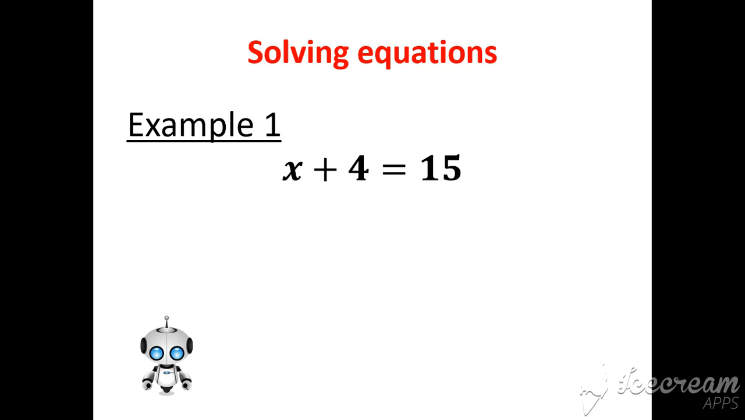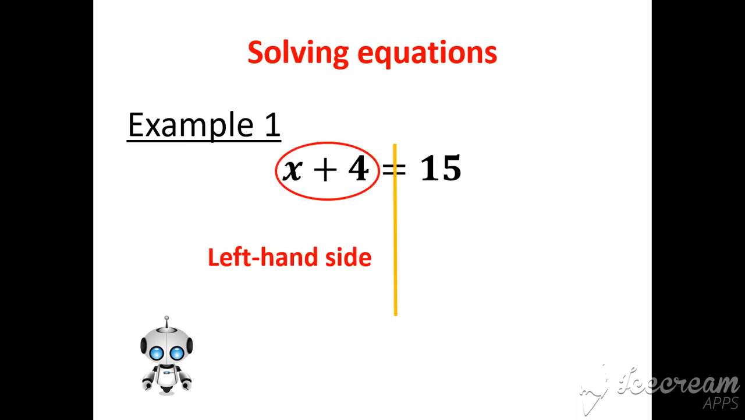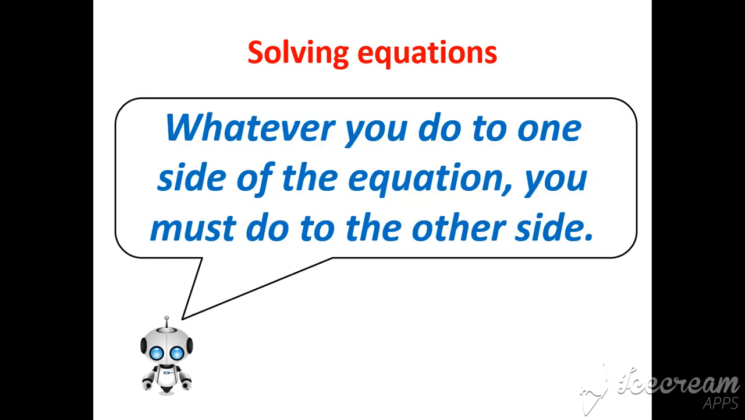So we're going to show you a proper algebra step-by-step way to solve equations, and we need you to learn it. And it involves putting a line down the middle and having a left-hand side and a right-hand side. And the key rule you must remember: whatever you do to one side of the equation, you must do to the other side to keep it equal.